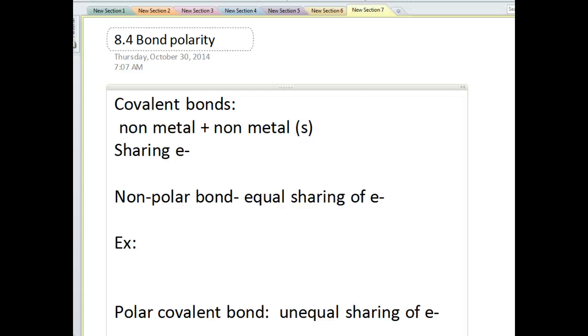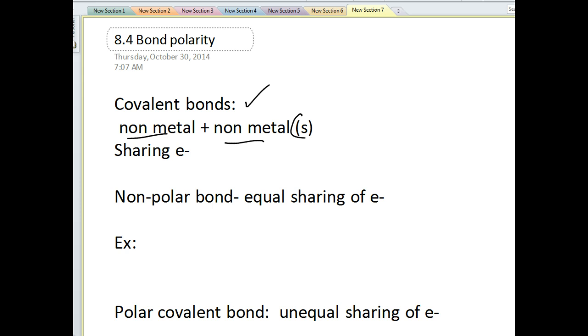Hello AP Chemistry students, this is bond polarity in Chapter 8, and we're going to be talking today about covalent bonds. Let's get right to it. We know from regular chemistry that a covalent bond is when you have a nonmetal and a nonmetal, or more than one nonmetal. It's like carbon dioxide. We'd have covalent bonding occurring here, and basically in covalent bonding we're going to be sharing electrons, and we remember this from regular chemistry, hopefully.